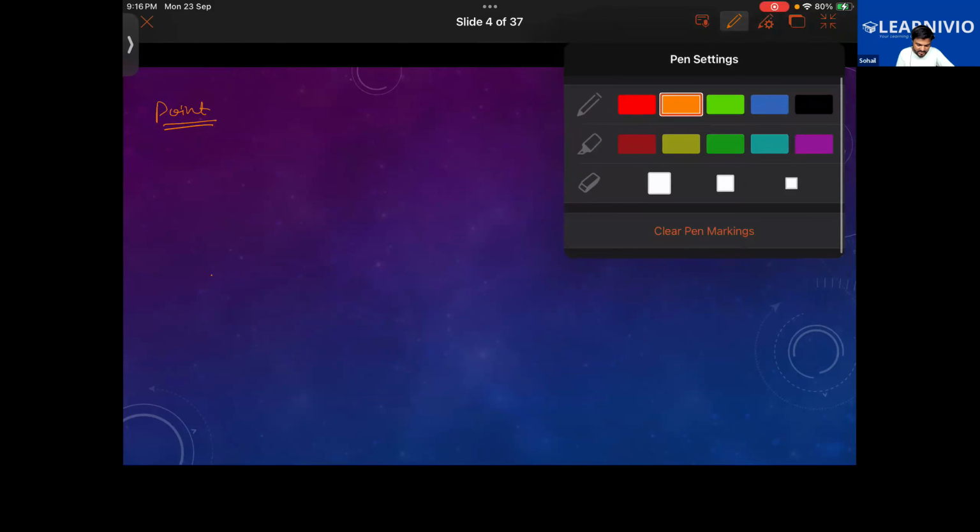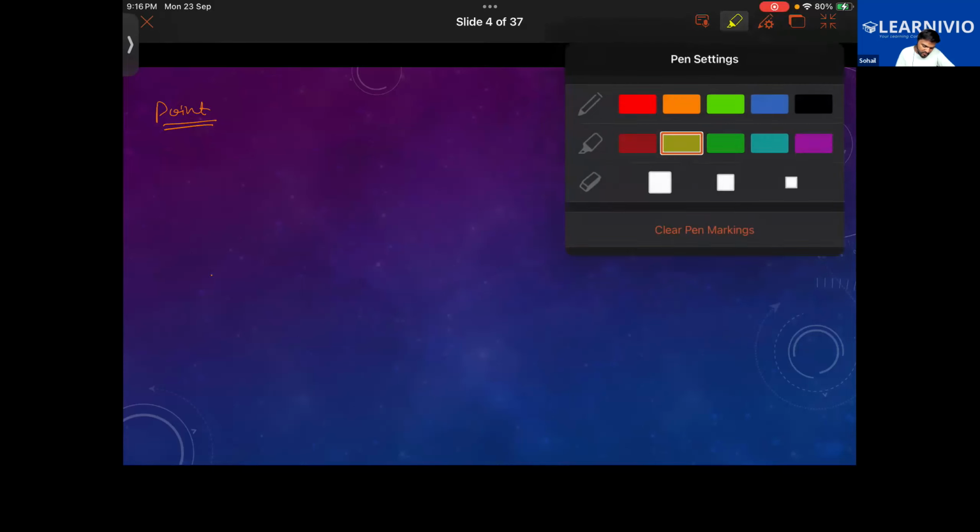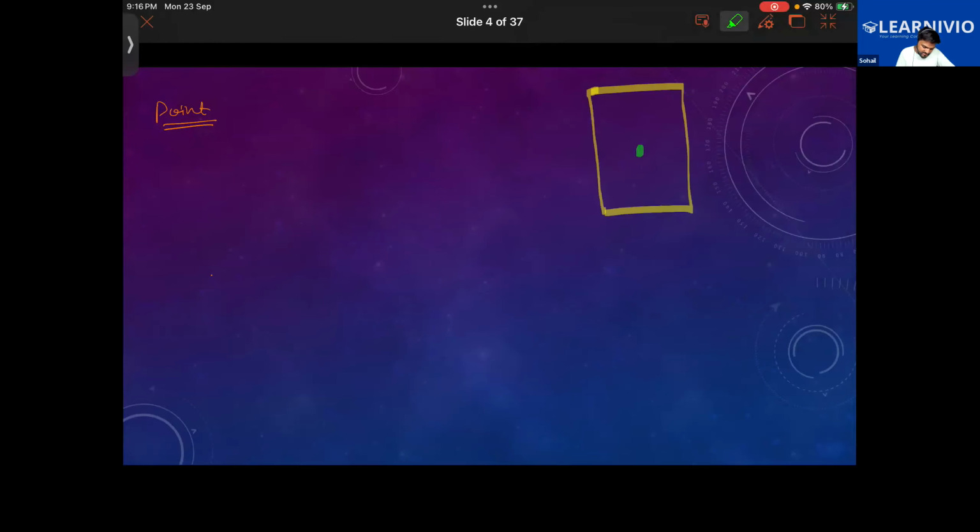Okay, so a point, basically, on a plane, is a particular area or position. And usually with the help of a dot, we represent a point. Like you have a plain sheet of paper and you mark a dot on this. That will basically be called a point. So we'll be representing this with the help of a dot, and that is basically the point.